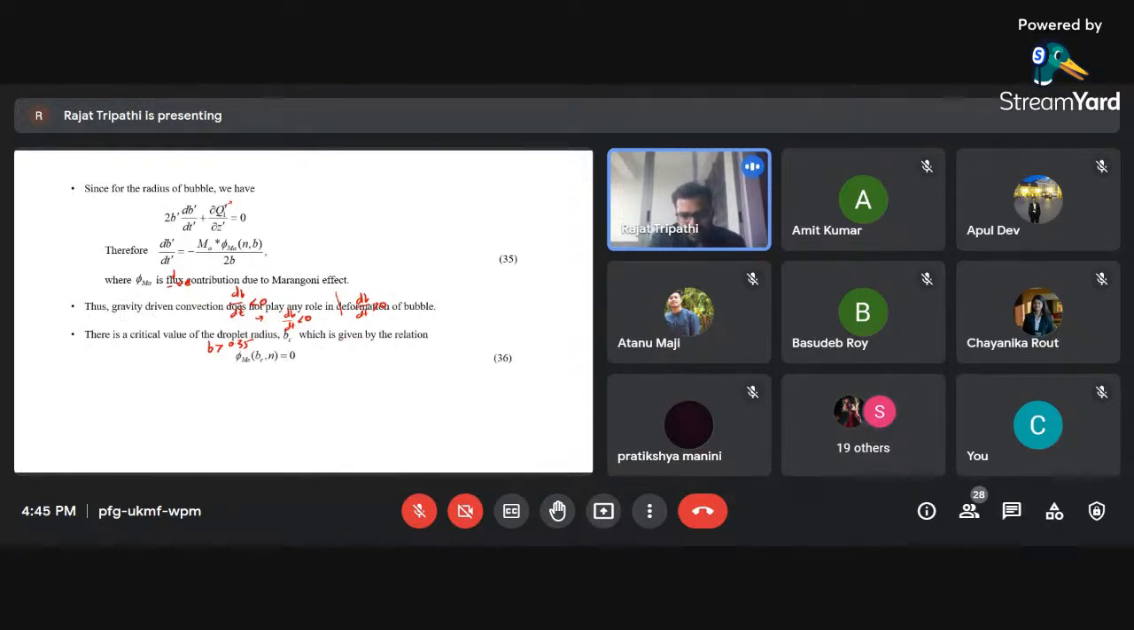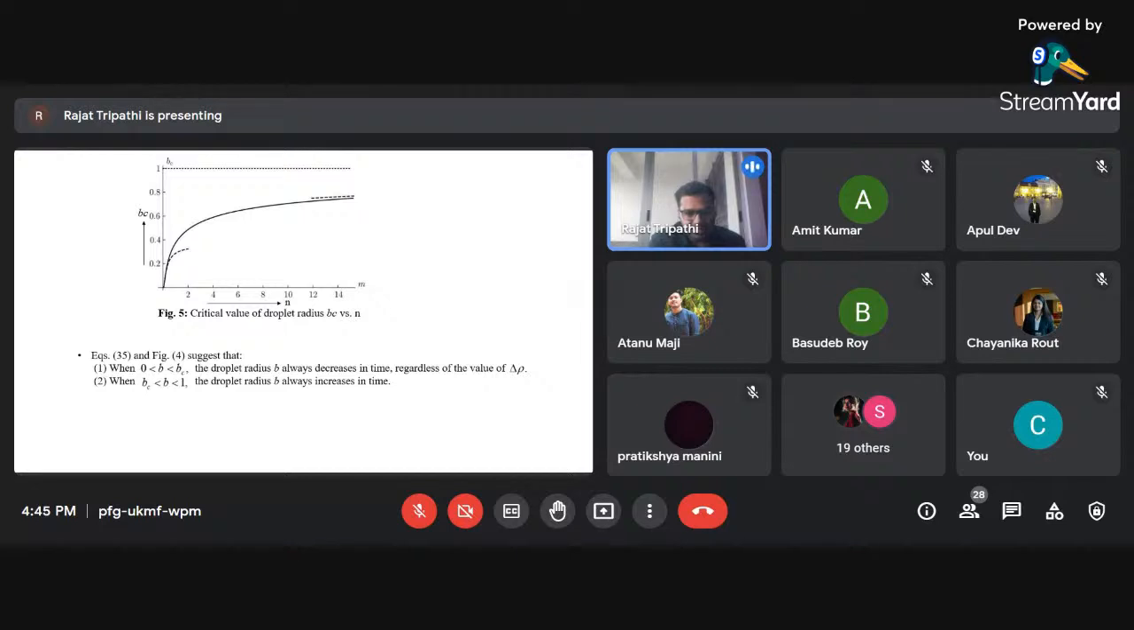Okay, the critical value of the bubble number can be found by putting phi ma bc equal to zero, and we see that it is almost 0.35. So the facts that I explained here are written here: for b less than bc, phi ma is positive, and for b greater than bc, phi ma is negative.